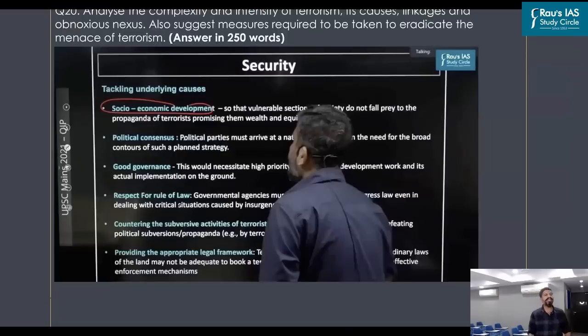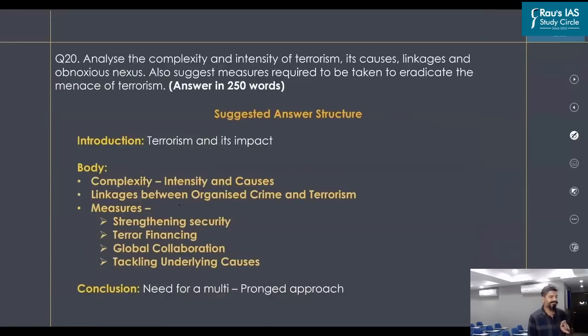This brings us to what can be the answer structure for this question. As I already highlighted in the last class related to international relations, answer writing is all about breaking the question into subparts and addressing all the parts of the question properly so that it becomes easy for the examiner to understand what you are writing in the examination. So if you look at this question, first, in the introduction part you can write that. In the body part what you can write is complexity, intensity and causes. Then we need to create linkages between organized crime and terrorism. And finally, measures will be half part of our answer.